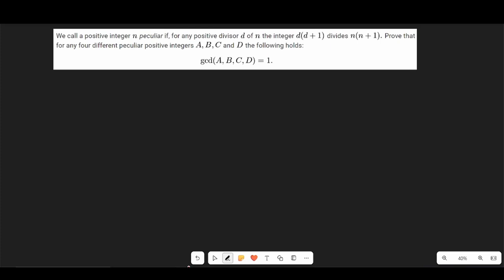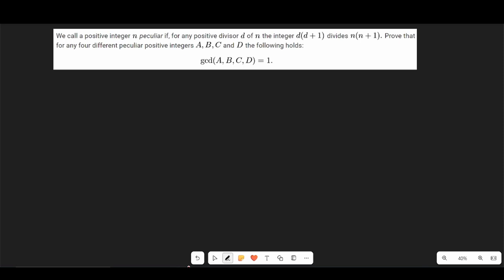That problem was from the number theory section. In this problem, we are calling a number n peculiar if for every positive divisor d of n, d times (d plus 1) divides n times (n plus 1). And we wanted to show that if we take any four different peculiar numbers, their GCD would be 1.